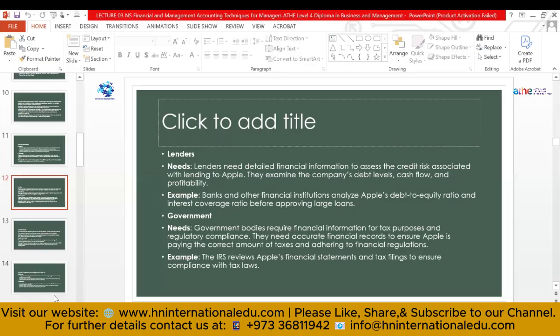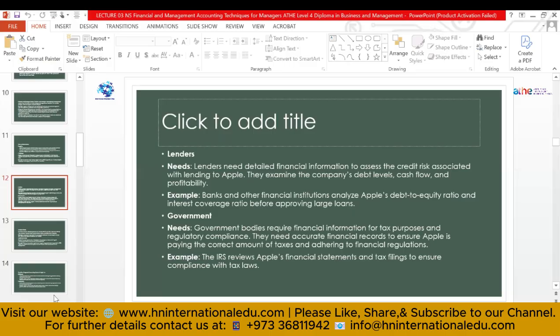For example, banks and other financial institutions analyze Apple's debt to equity ratio, in which we consider that the debt must be less and equity, that is, the capital must be high, and interest coverage ratio, before approving large loans. Interest coverage, that is, when you are taking a loan from an XYZ entity, branch, any firm, or microfinance bank, on what interest payments you are covering those loans. That is also important.